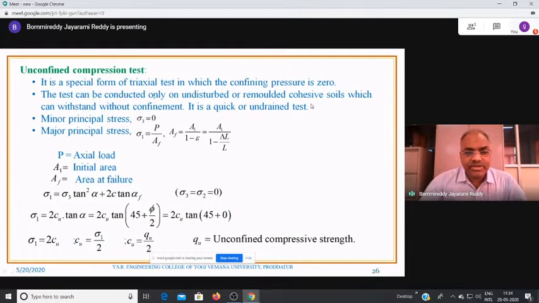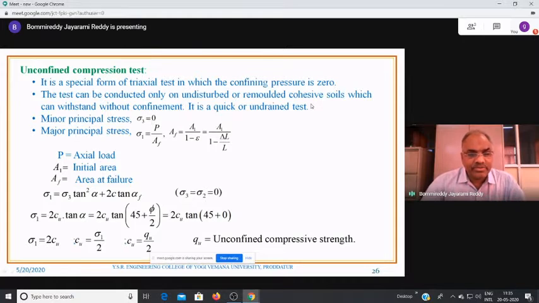And the test can be conducted only on undisturbed soil or sometimes remolded cohesive soil, which can withstand without confinement. It is normally called a quick test or undrained test. Undrained means there is no drainage, no water involvement here. The soil sample is tested directly by applying the axial force in the axial direction. And here the minor principal stress sigma 3 is always 0 because there is no lateral stress.